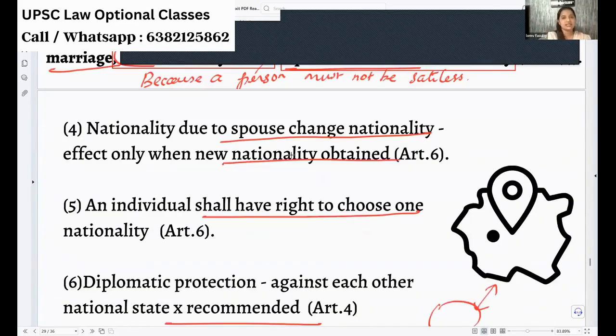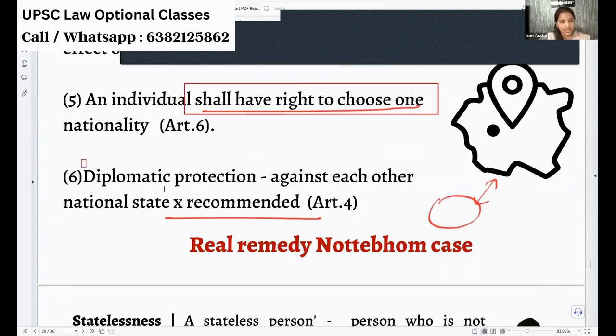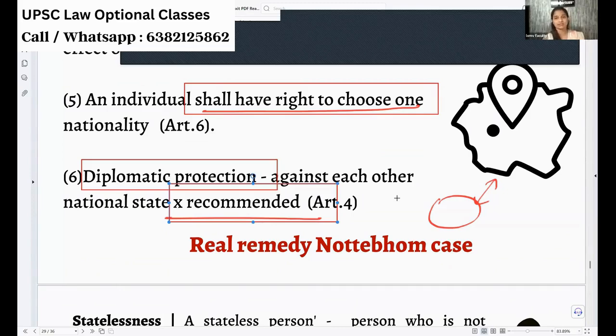Now, next thing is, yes, a spouse can change the nationality. On marriage, we can change the nationality. And we have the right to choose the nationality. I can choose this country I want, this country I don't want. And diplomatic protection is not recommended against each state, which means I am a national of both the states and I get the diplomatic protection when I'm staying in one state from the other. That is not possible because I am the national of both the states. Both states cannot fight. Okay, that is given under Article 4.